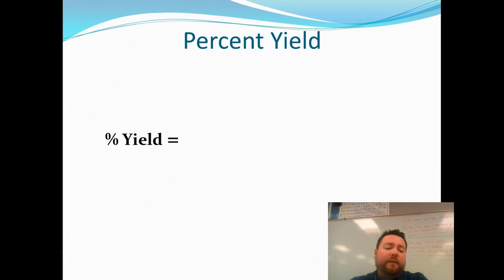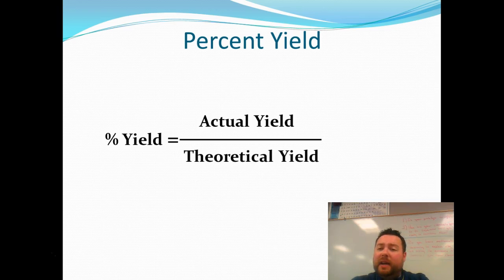So the way that we figure out your percent yield is we take the actual yield and we divide it by the theoretical yield. Okay, and so that's going to give us a decimal, and then we're going to take that times 100. So just the same way that you would figure out the percentage that you got right on a test or a quiz or something like that, you do the same thing here.